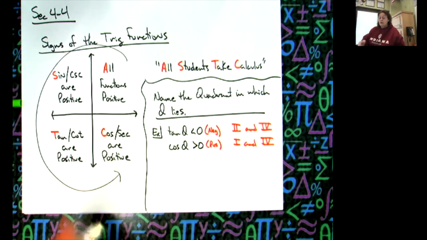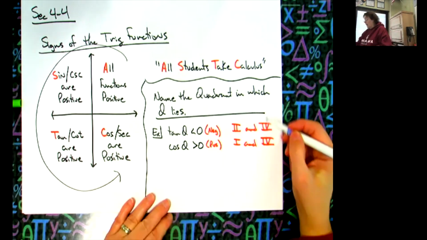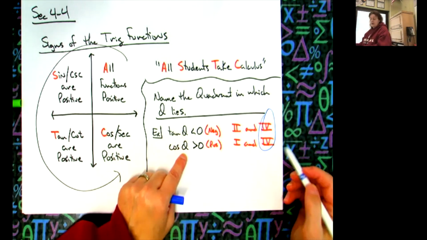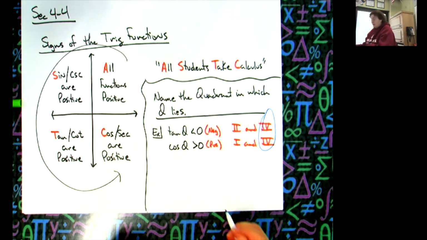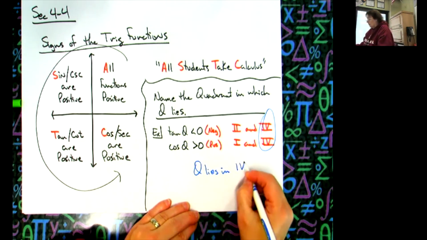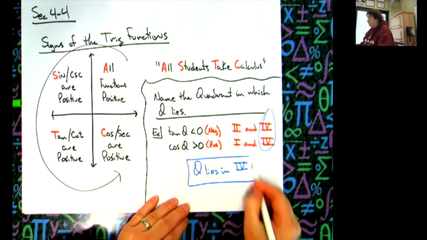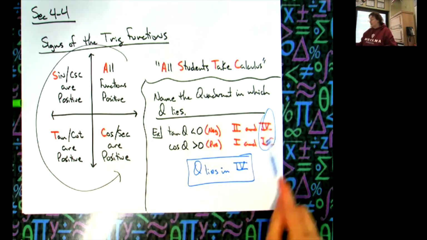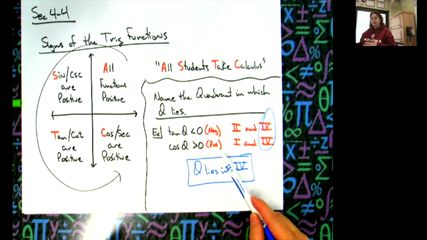Once you do that, something's going to match. This one is negative in the fourth, and this one is positive in the fourth, which means that theta lies in the fourth quadrant. So those clues let me deduce where theta has to lie. That's a pretty straightforward problem, not too hard, a little bit of thinking. You'll definitely get two choices here, and then from there, you can draw a conclusion.